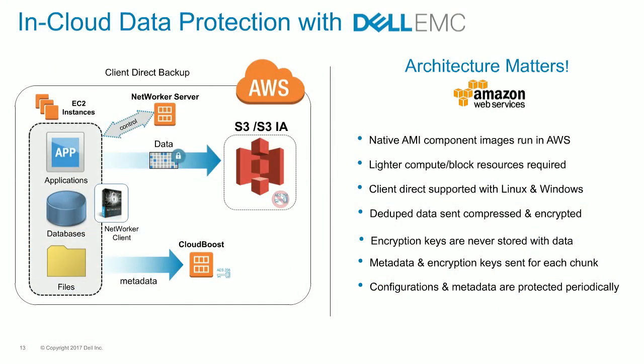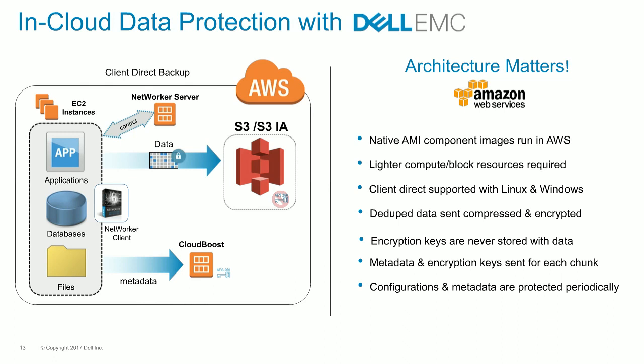So let's have a quick look here at InCloud Protection on AWS. This is a great solution for Networker. This is the ability to push a Networker client in the cloud to an S3 storage target. So if you're familiar with AWS, AWS has two clouds. It has a compute cloud and a storage cloud. The compute cloud is called EC2, the storage cloud is called S3.